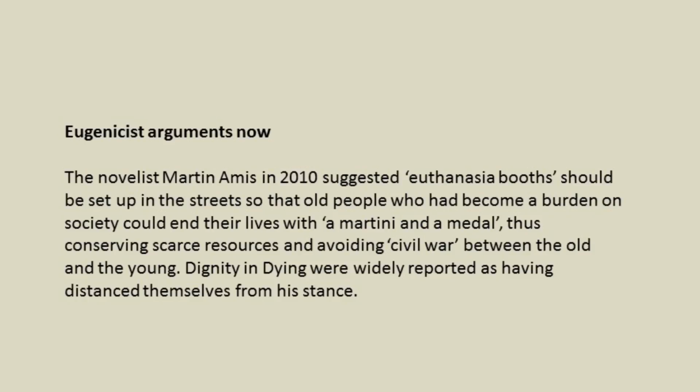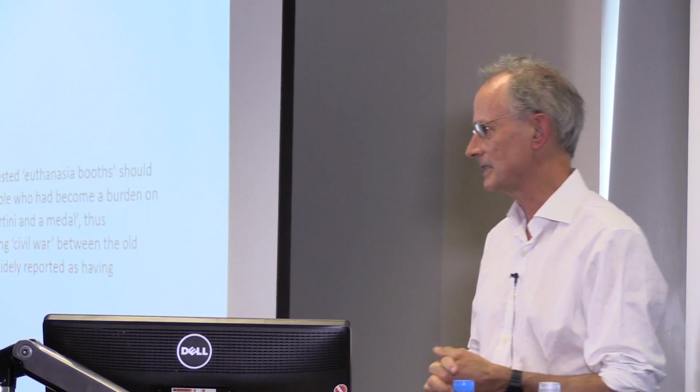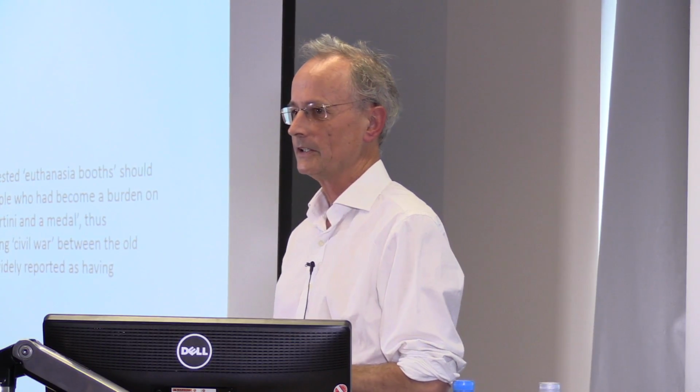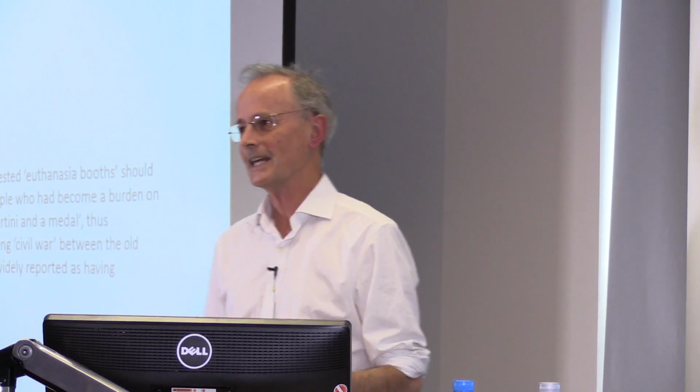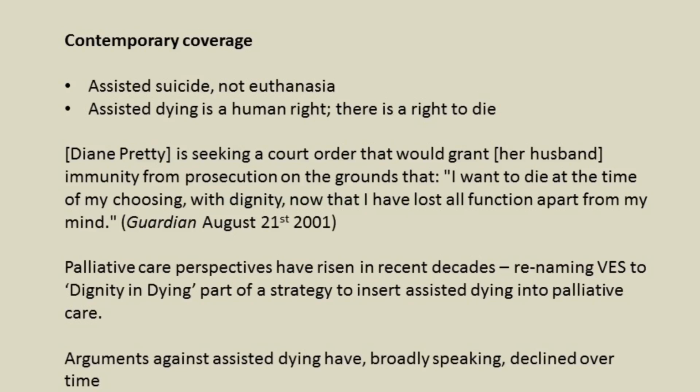So you may ask, what do eugenicist arguments look like now? Okay, well, that's where Martin Amis comes in. The novelist Martin Amis in 2010 suggested euthanasia booths should be set up in the streets so that old people who become a burden on society could end their lives with a martini and a medal and avoid civil war between the generations. So basically this is a sort of maverick character who's possibly trying to get a bit of publicity for himself, the bad boy of English literature, coming out with material that he knows is offensive, but a little bit like Donald Trump, or maybe sometimes Boris, gets a lot of attention for saying something scandalous. So eugenicist arguments really are ruled out of court in this debate nowadays compared to the others.